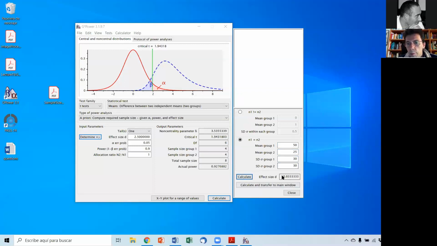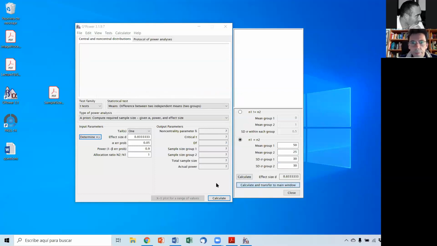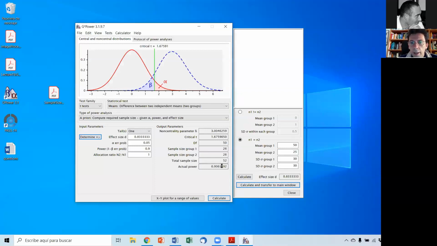So now the effect size is much smaller in terms of standard deviations, and it will be harder to detect. I need 26 animals per group. So the number of animals per group depends on how sensitive you want to be.